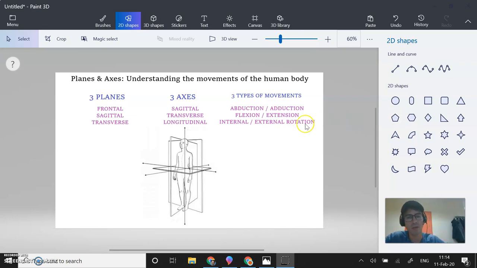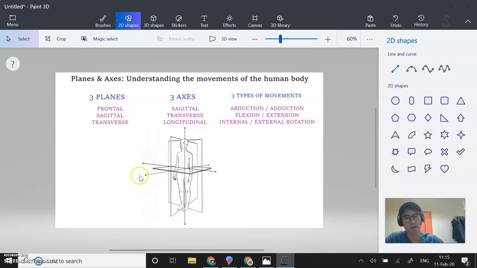In my opinion, the best way to understand axes and planes is when we attach an image to these words. Okay? If you are able to see, to visualize the planes and axes, it will be much easier to visualize the types of movements. So let's start with the three axes.